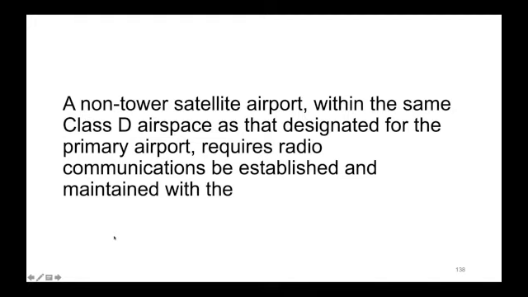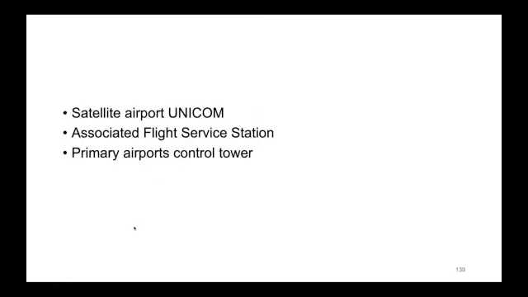I saw this as a question, so I threw it in. A non-towered satellite airport within the same Class D airspace as designated for the primary airport requires radio communications to be established and maintained with the satellite airport, associated flight service station, or the primary airport control tower.